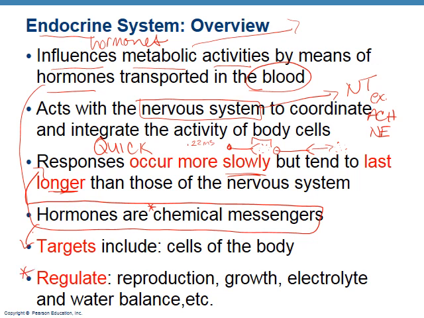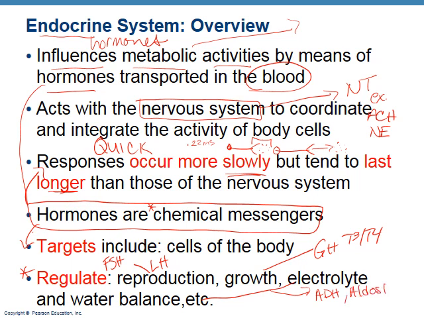As far as regulation, you can see here the list. We're going to talk about different hormones that are involved with growth, like growth hormone and thyroid hormones. We're going to talk about hormones responsible for reproduction, like FSH, follicle stimulating hormone, and luteinizing hormone. And then these two, the water balance and electrolyte, we're going to talk about ADH or antidiuretic hormone, and we're going to talk about aldosterone. So we have a lot to cover in this endocrine system.